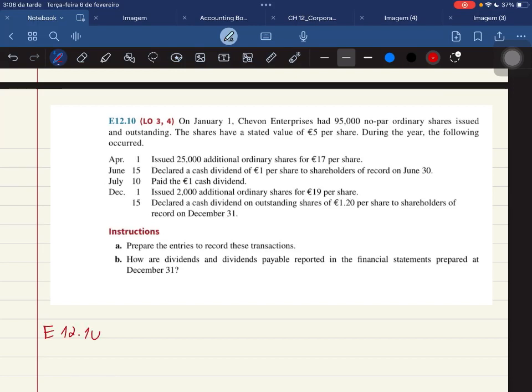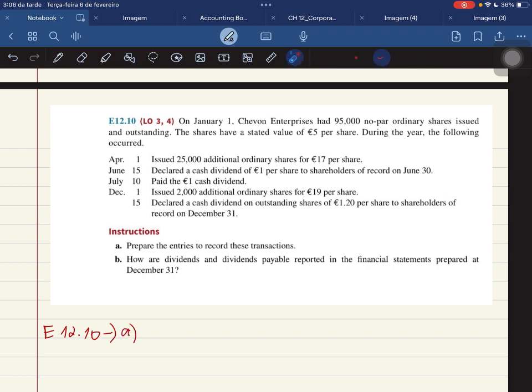E12.10. On January 1st, Chevron Enterprises had 95 no-par ordinary shares issued and outstanding. The shares have a stated value of €5 per share. During the year, the following occurred. Instructions. Prepare the entries to record these transactions.